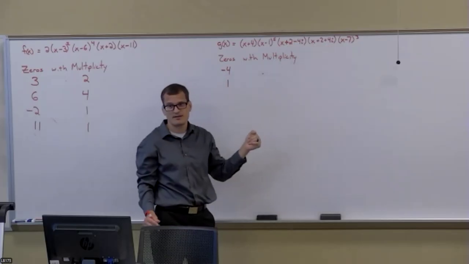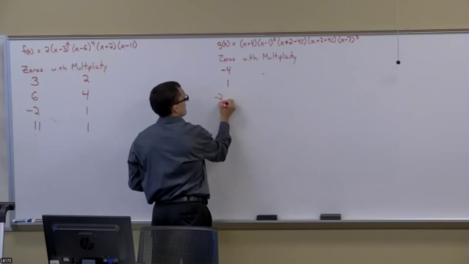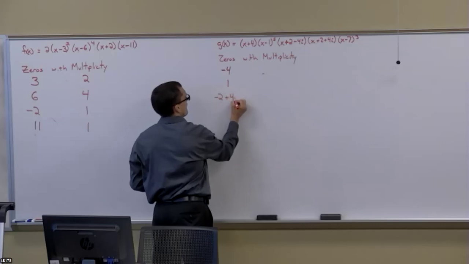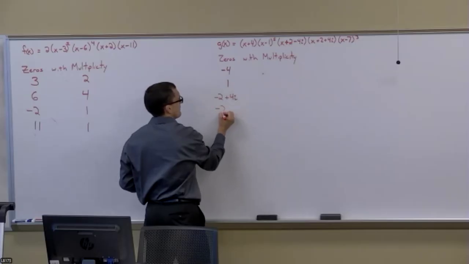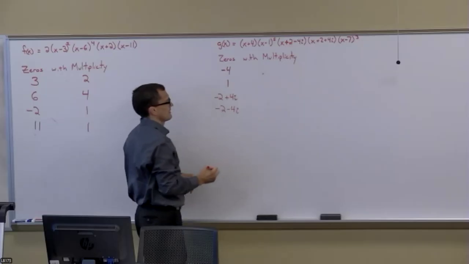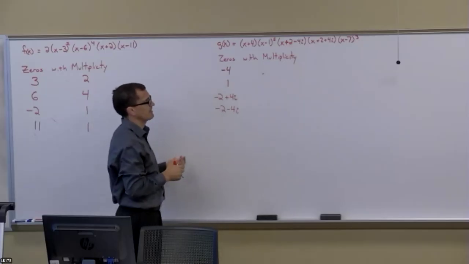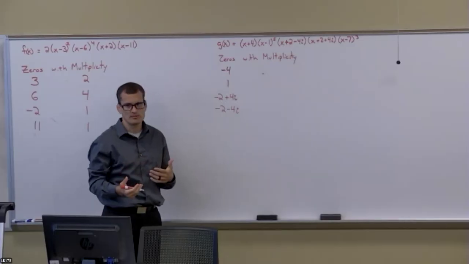Did you get that? So it's like, what do you plug in? You get 0. One of them is -2 plus 4i. That's the first one here. And then the second one is a -2 minus 4i. I always ask, what value of x produces 0 in the parentheses? Okay. What value of x produces 0 in the parentheses?